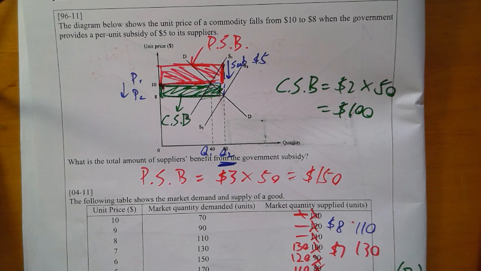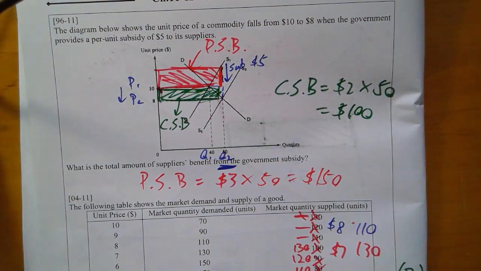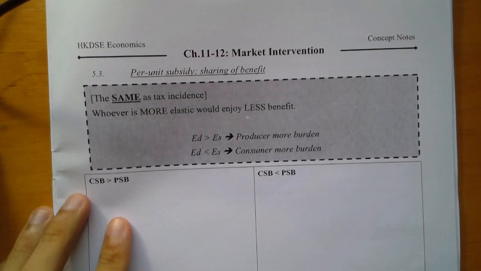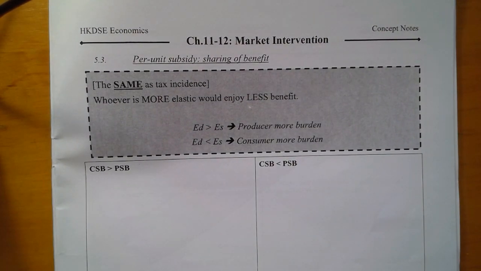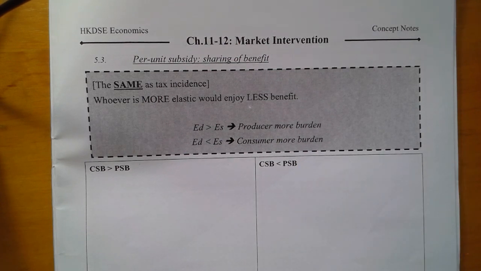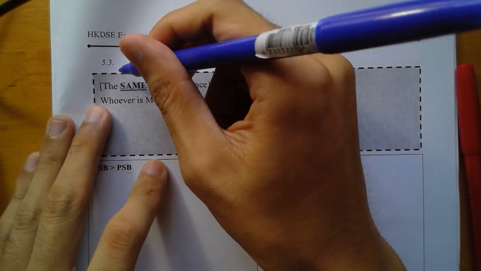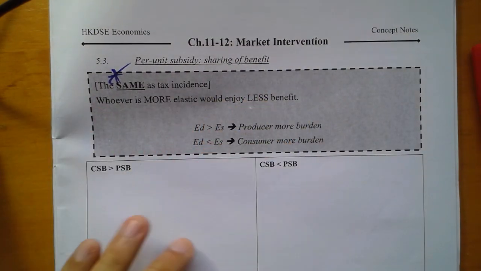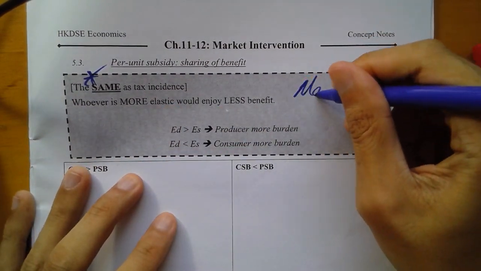Okay? This is the way we do it. All good? Good, then let us keep moving on. Now we are into the final part. We talk about the definitions of subsidy benefit. Now, the final part, we need to see under what condition the producer would get more, and under what condition the consumer will get more. Now this time, not the opposite, but actually the same. What same? More elastic.